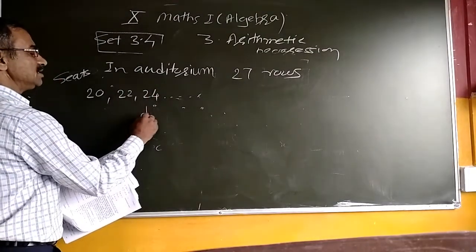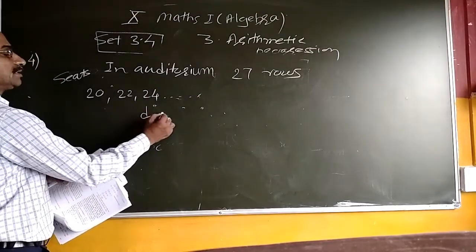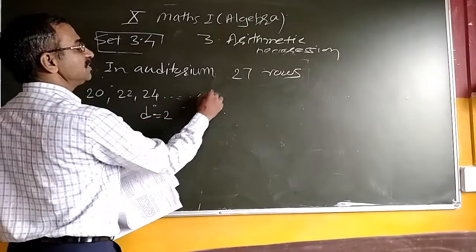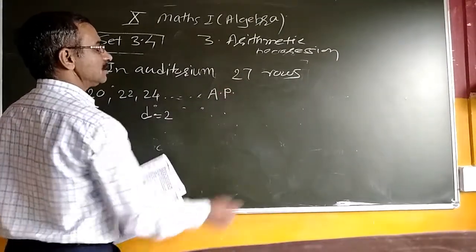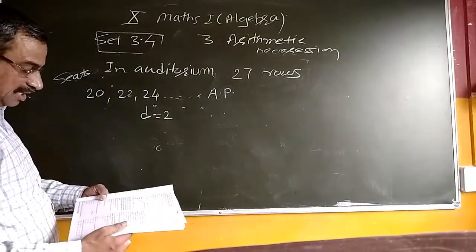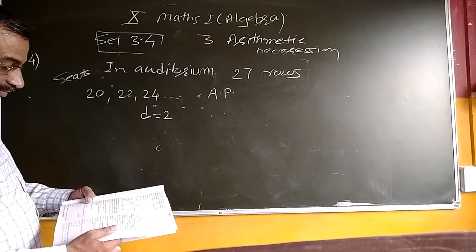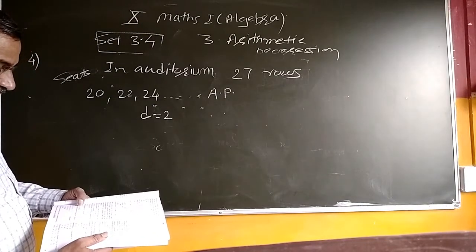Here the difference is fixed. 22 minus 20, that is 2. So it is a fixed difference in each term. So it is an example of an AP.